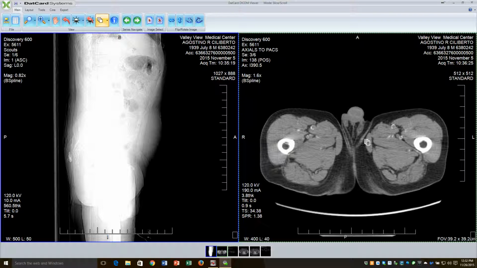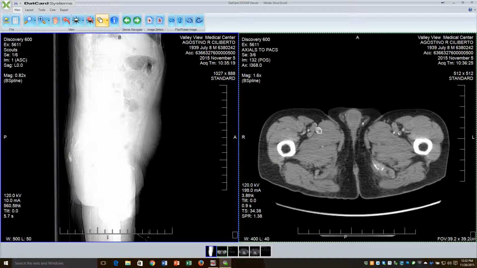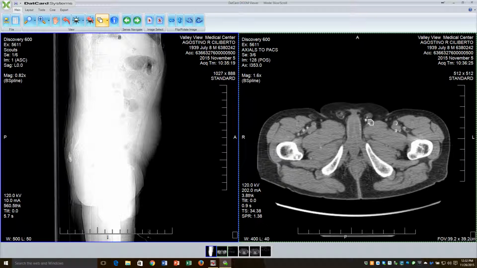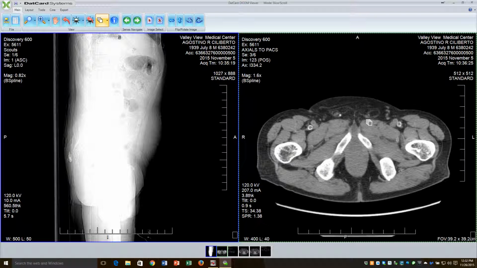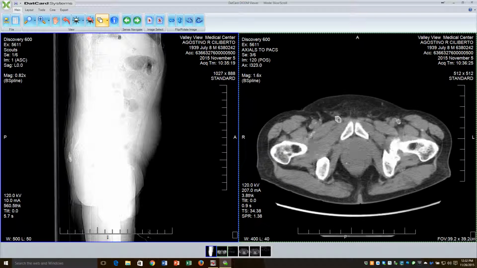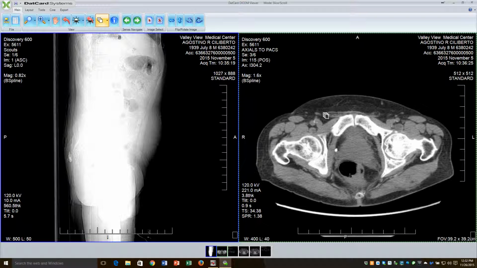And as we move the scan up, you can see there's still extensive vascular calcifications. He even has some vascular calcifications in the spermatic arteries. He has an early left inguinal hernia. An early right inguinal hernia.